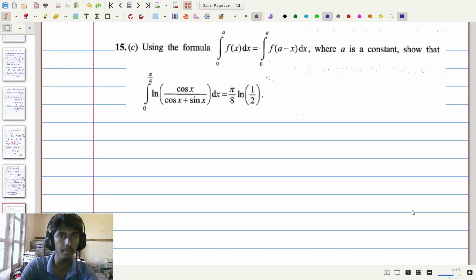2024 A-Level Combined Mathematics Paper 1 Part B, question number 15, Part C. Parts A and B of the same question were discussed in previous videos, links in the top right. Part C of this question has to do with identities of integration.